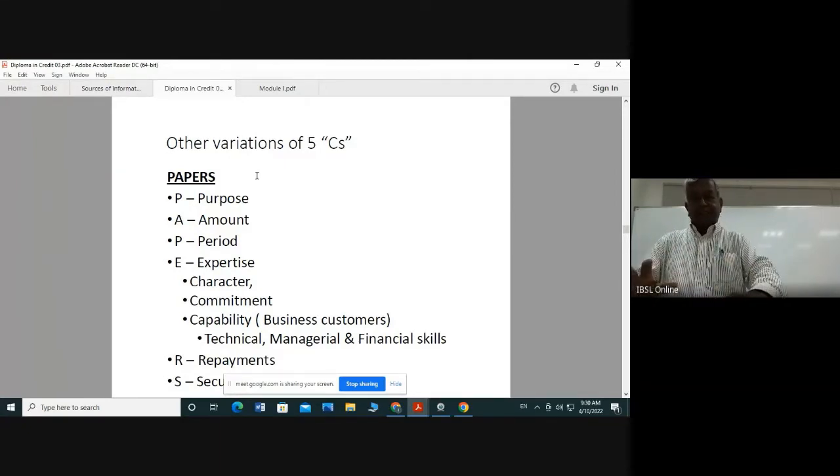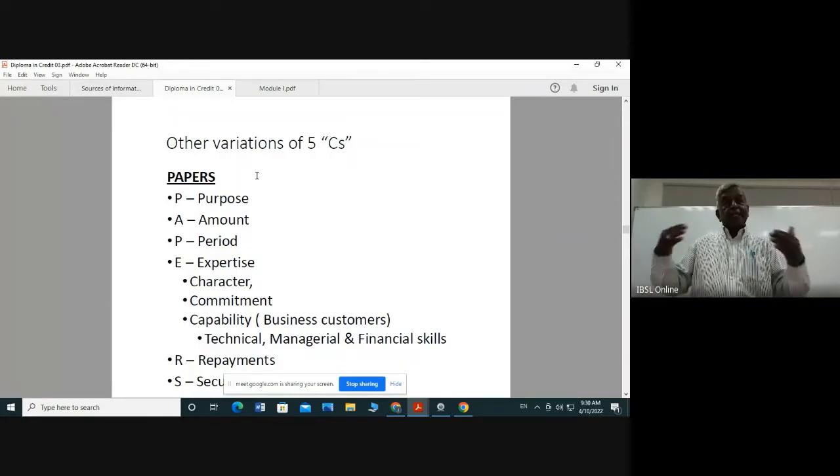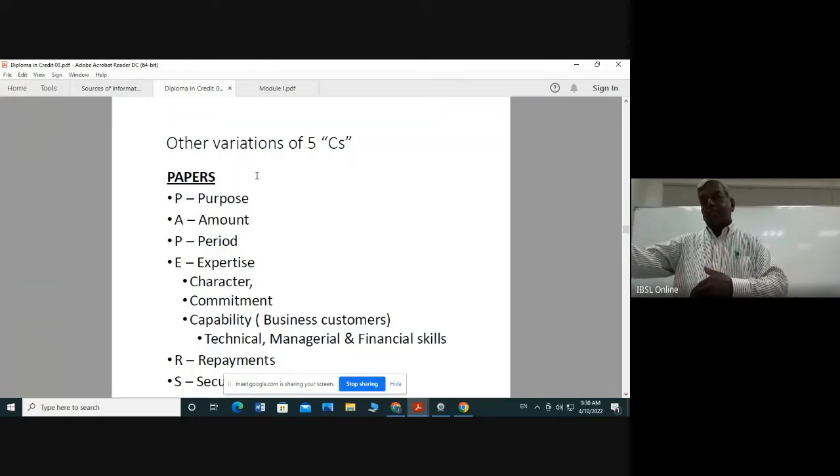I am not going to discuss everything in detail because we have already discussed the 5C method. Similarly, you yourself can analyze and understand. So P, purpose. For what purpose? First, whether it is an illegal purpose or an accepted purpose. And A, amount. What is the amount, and whether this amount is okay for this purpose. Then the period, how long he will take to repay this loan. And then expertise under that one.